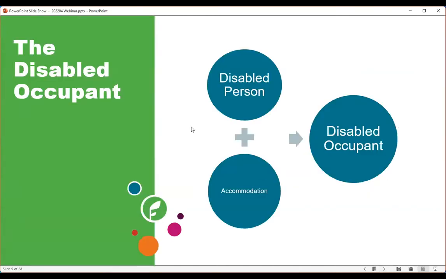So if you have a disabled person and you have accommodation and they're living in accommodation, then you have a disabled occupant, and you've ticked off the first of the 4 elements for eligibility for a DFG.